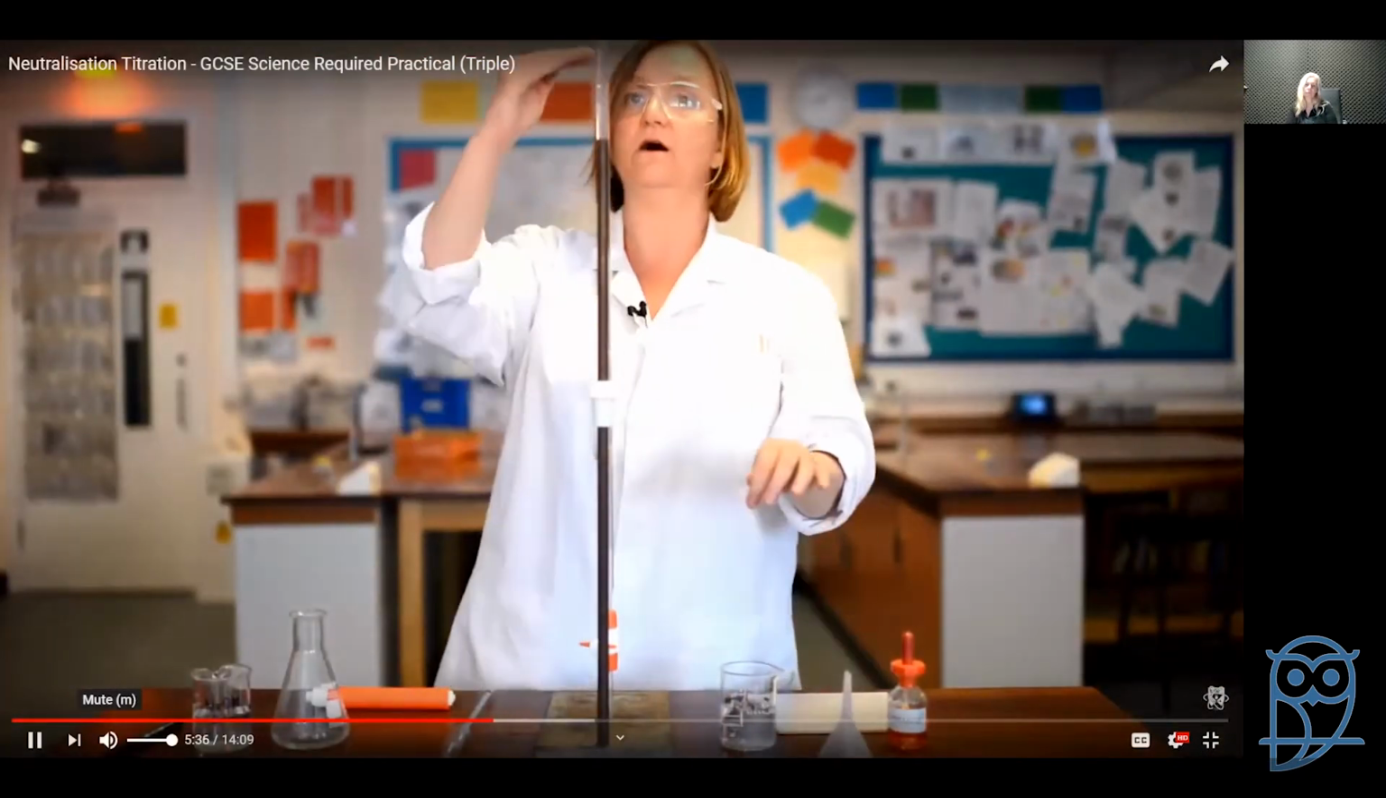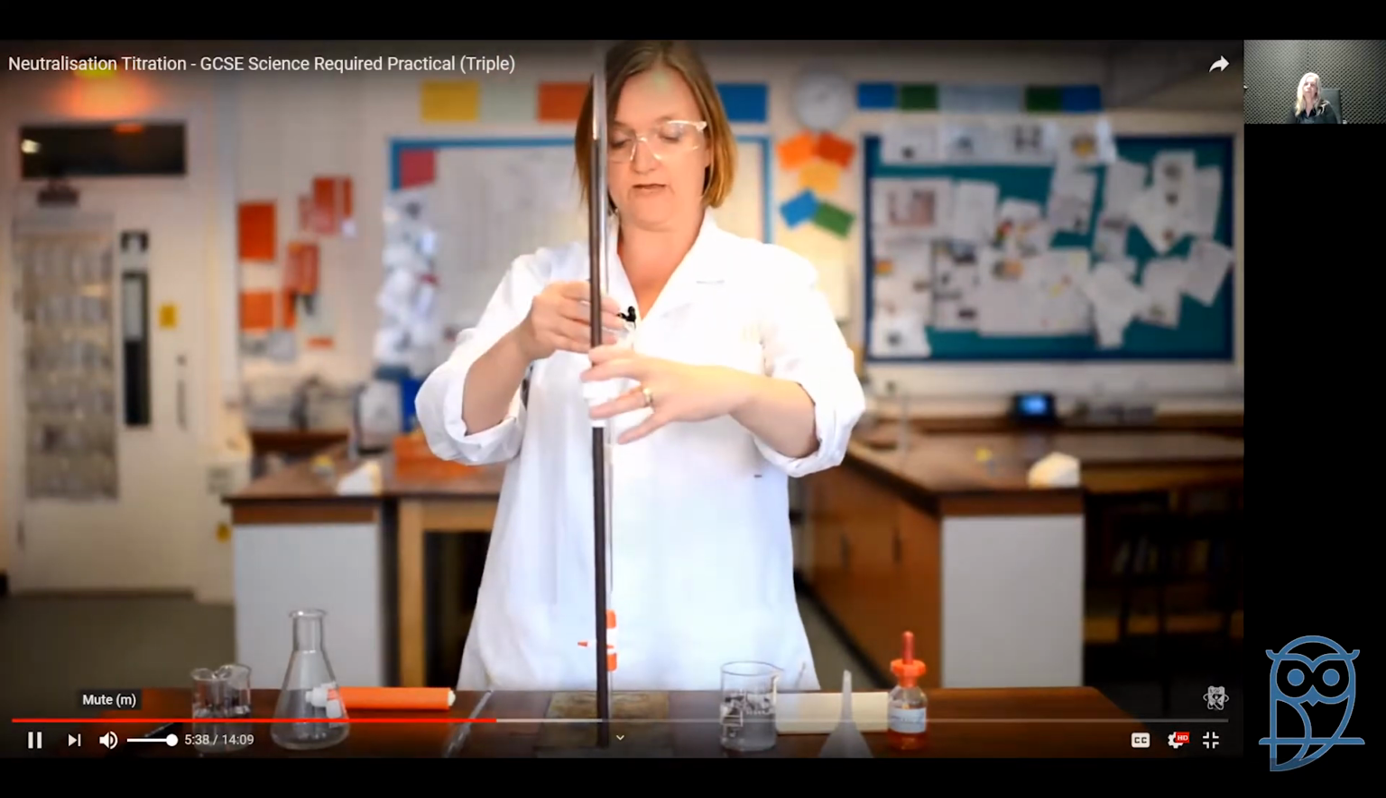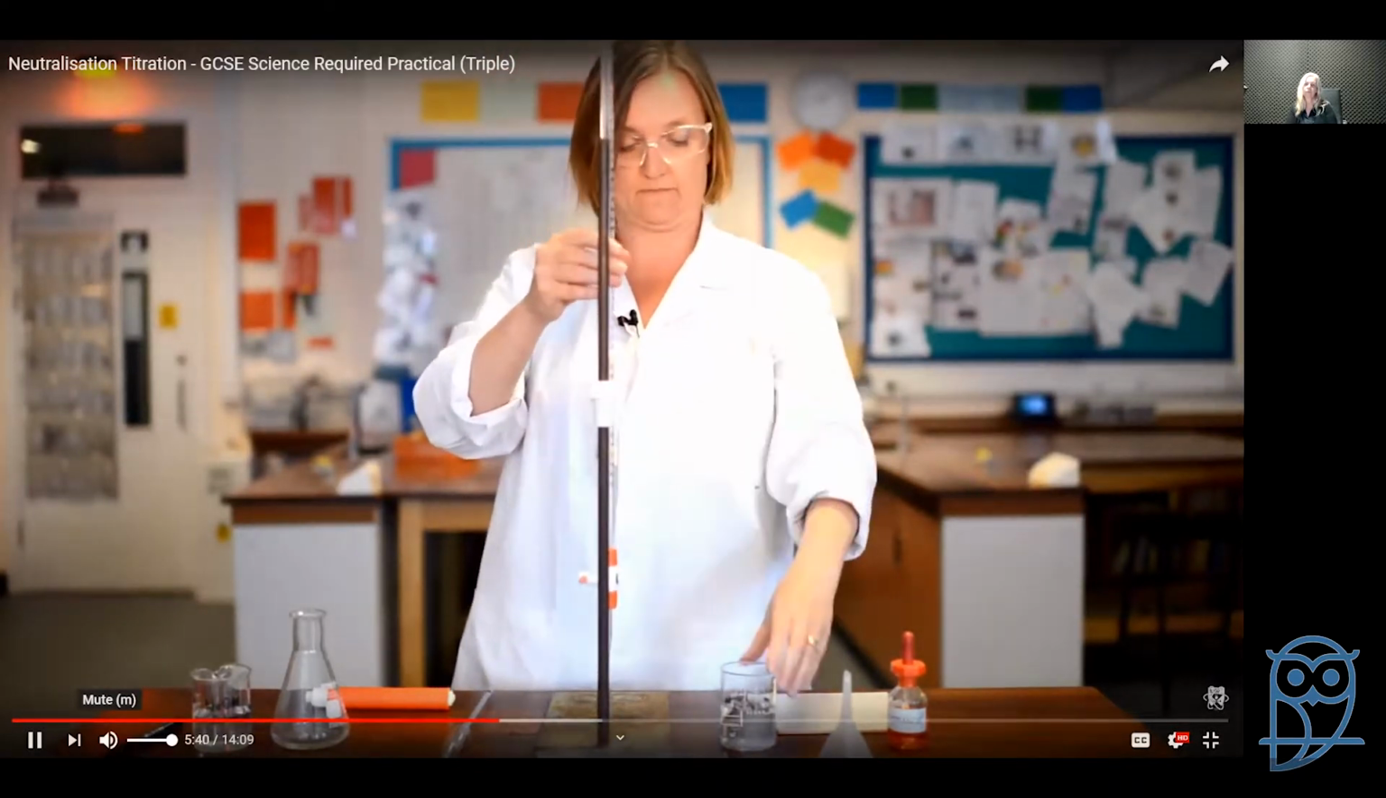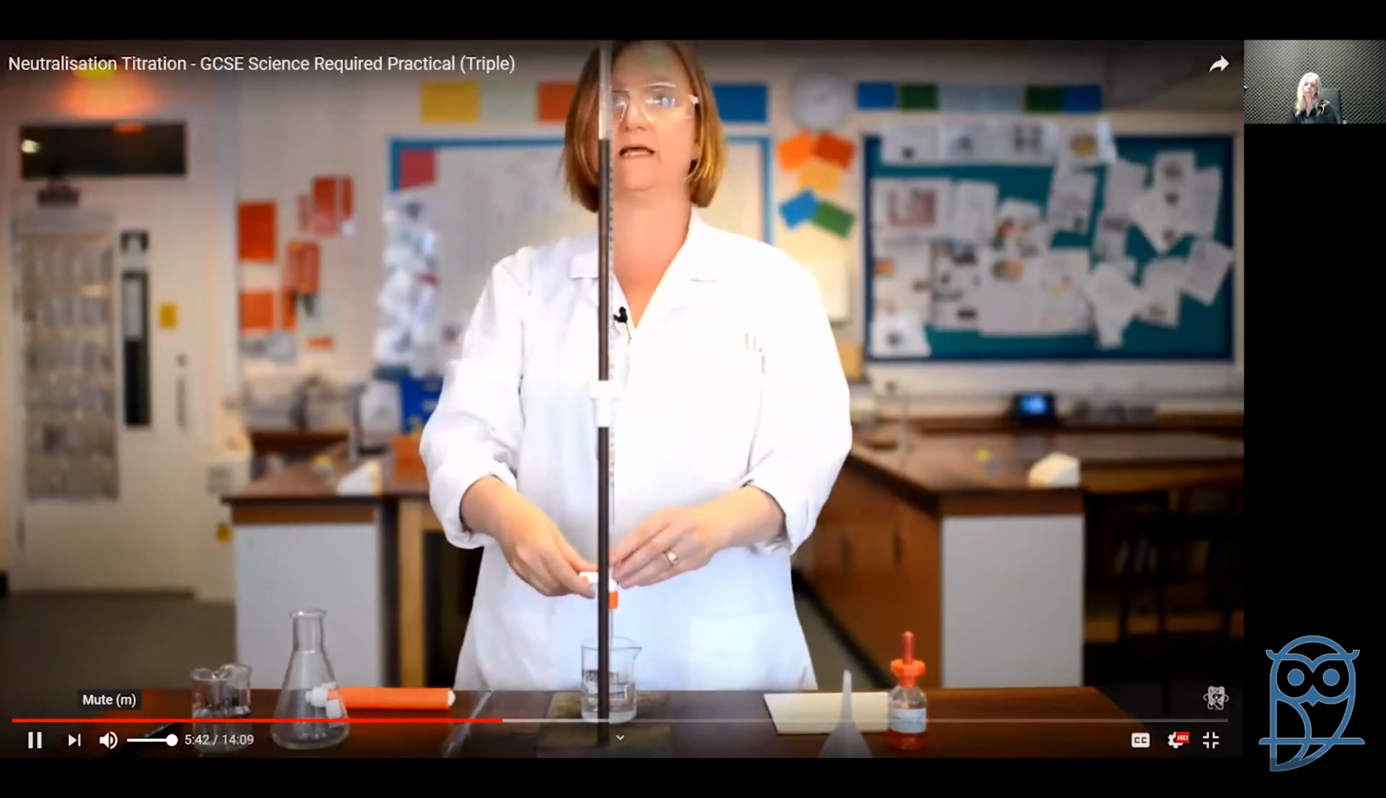So once you've gone over the 0 mark, just raise the burette up a little bit and open the tap while looking at eye level and let the level of the acid go down so it is exactly sitting on the 0 mark.